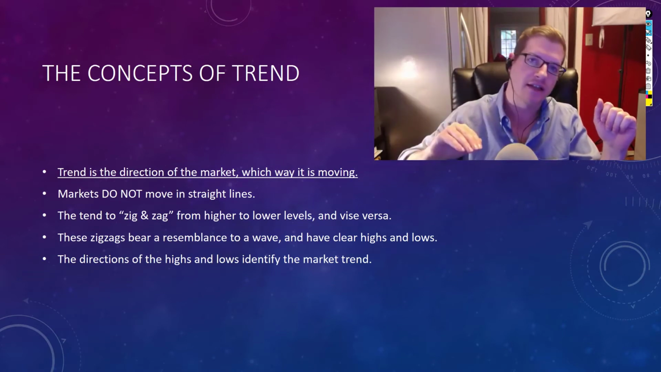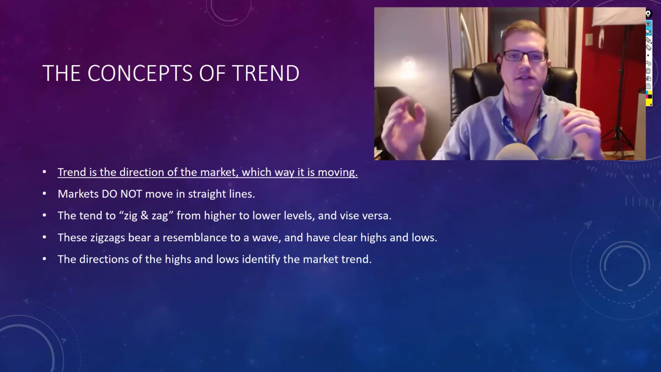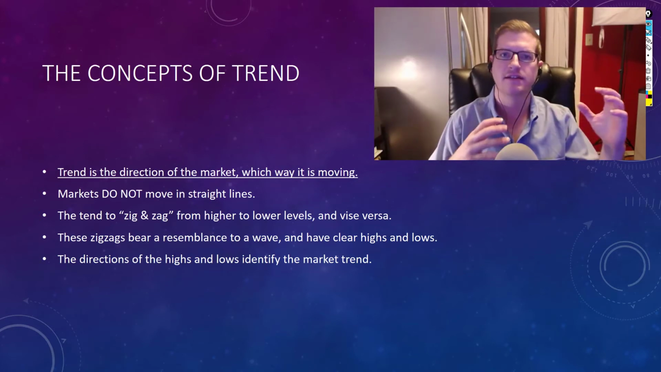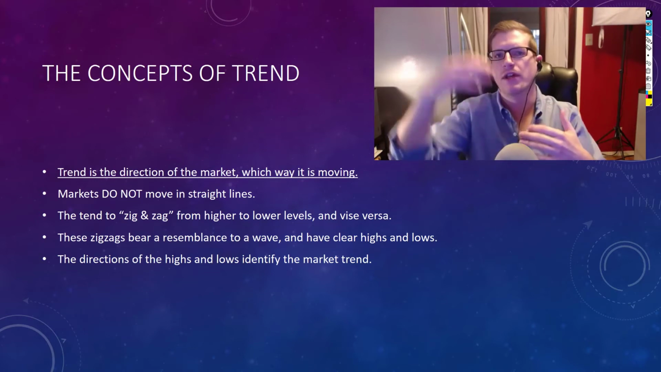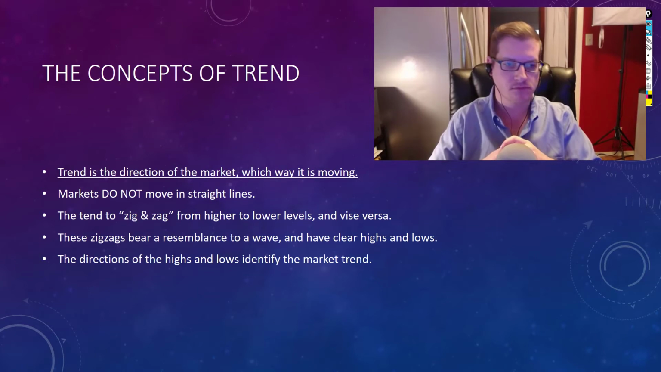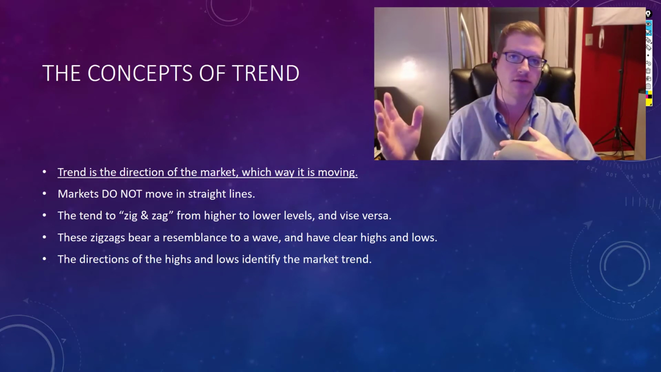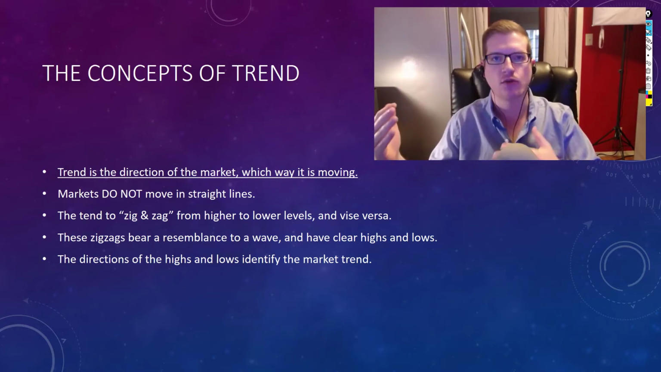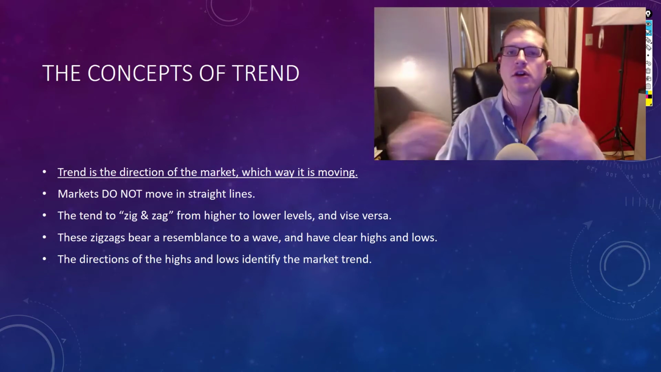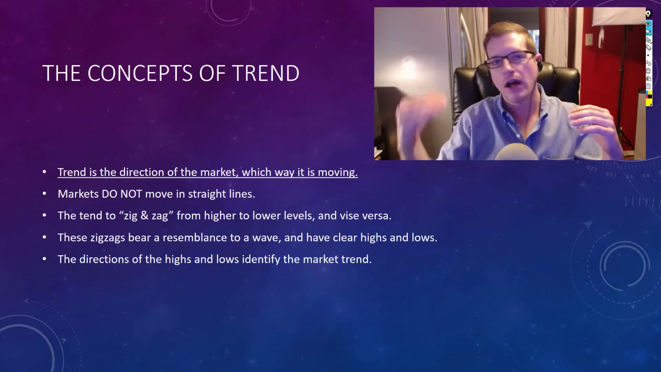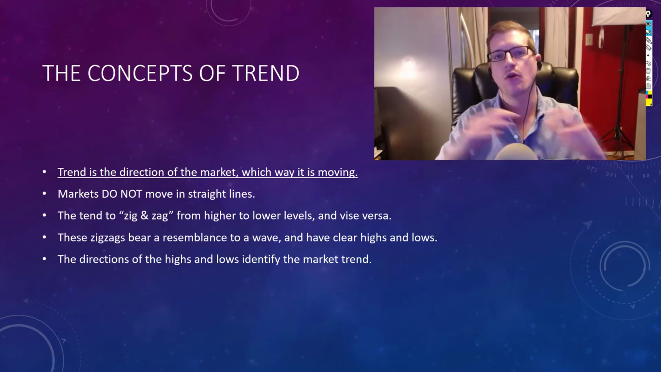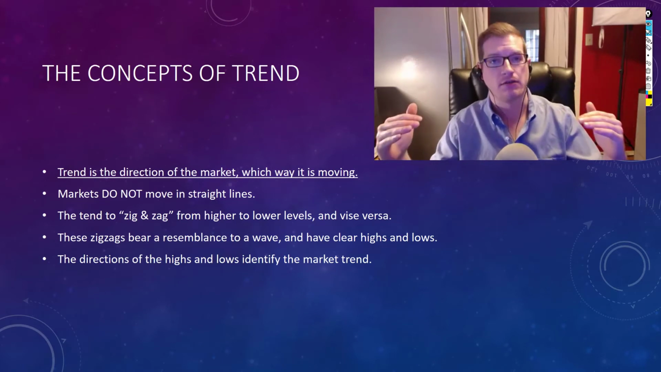They tend to zig and zag from higher levels to lower levels, or vice versa, from lower levels to higher levels. These zigs and zags tend to resemble a wave, the same way that a wave has a high and a low. The price moves the same way. The direction of these highs and lows indicates which way the trend is going. If we're having higher highs and higher lows, then we know we're in an uptrend. If we're having lower highs and lower lows, then we're in a downtrend. Or if we see that the highs and lows are horizontal, then we know we're range bound.